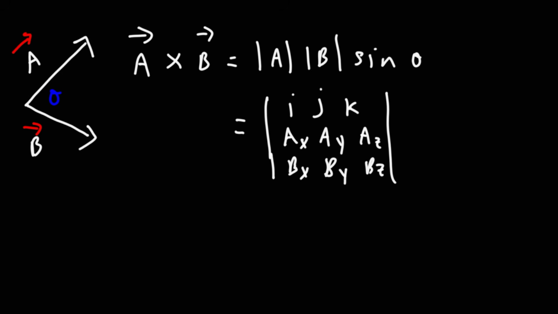So the dot product, when you multiply two vectors, gave you a scalar quantity. For the cross product formula, when you multiply two vectors, it will give you a vector quantity. So the result of this formula is another vector.